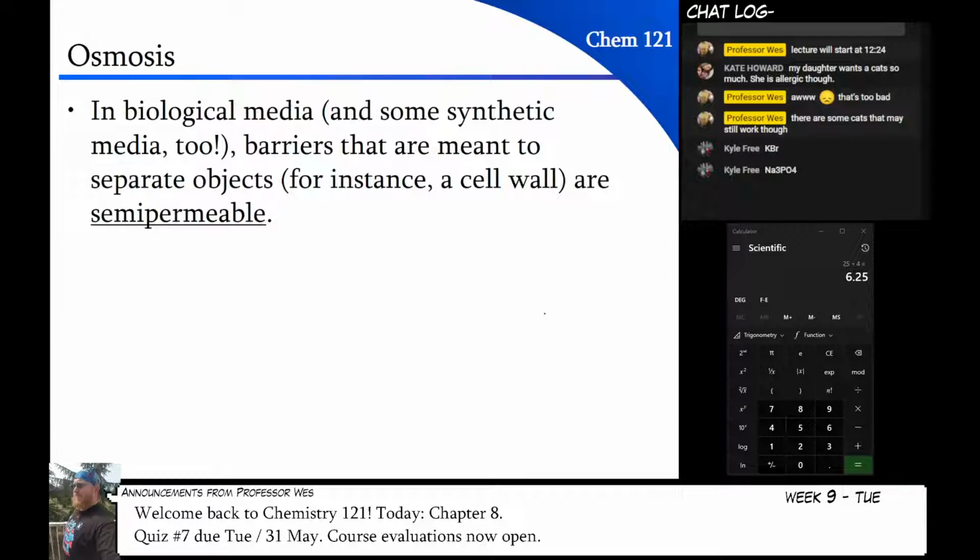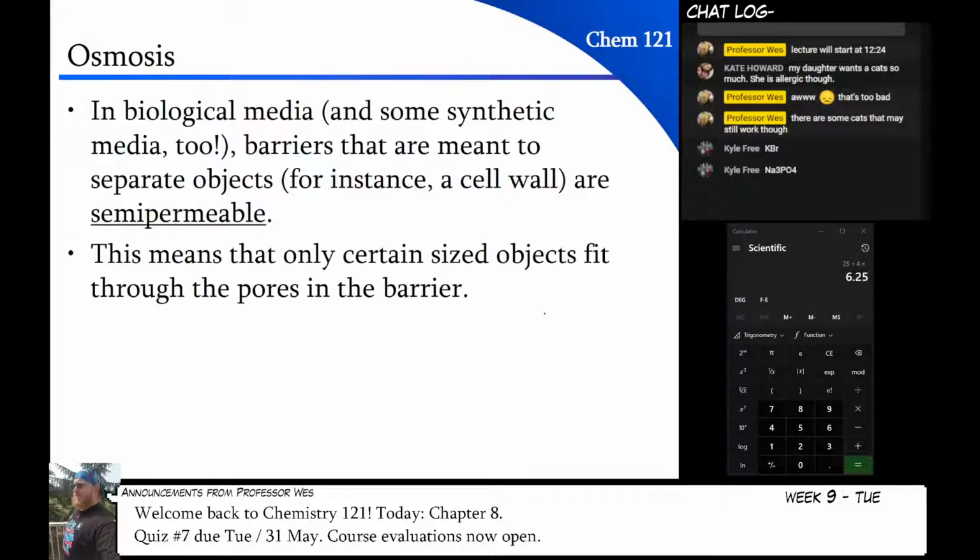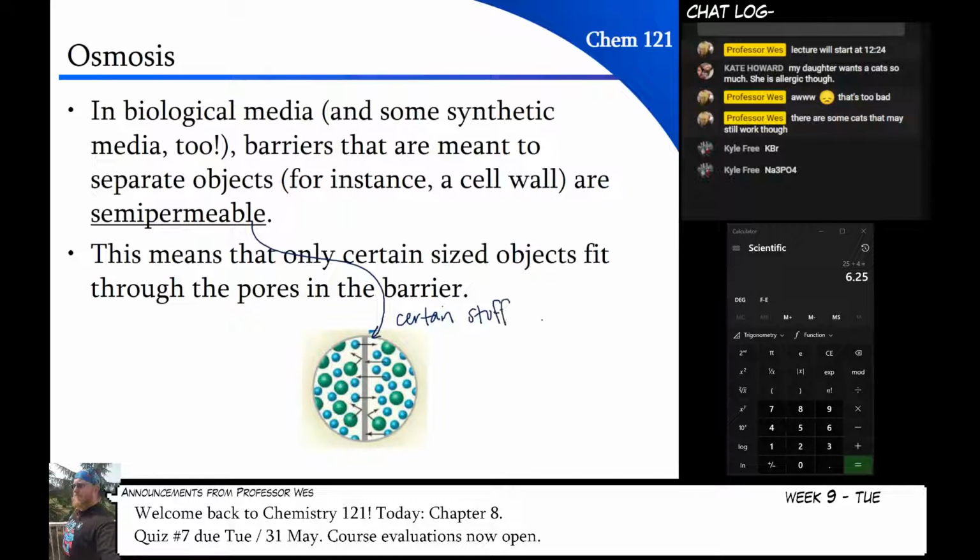We're going to define certain barriers in biology as semi-permeable. What that means is that if I have a barrier that we're going to identify as semi-permeable, only certain stuff can go through it. Now, in this case, we're going to allow water to go through this semi-permeable membrane because water is a tiny molecule.